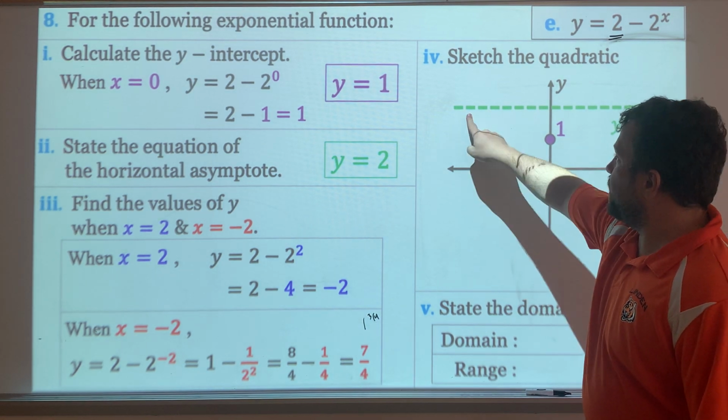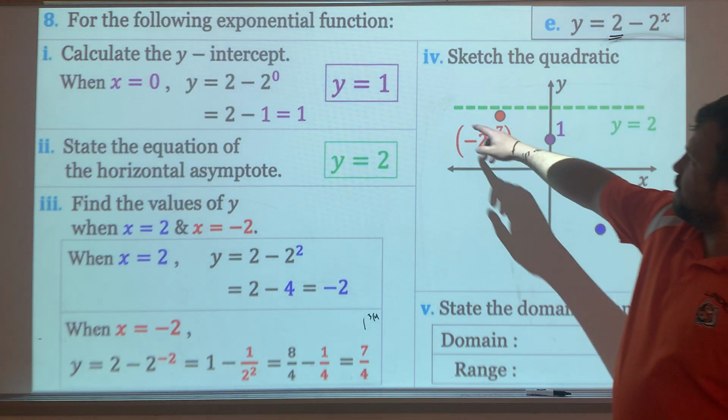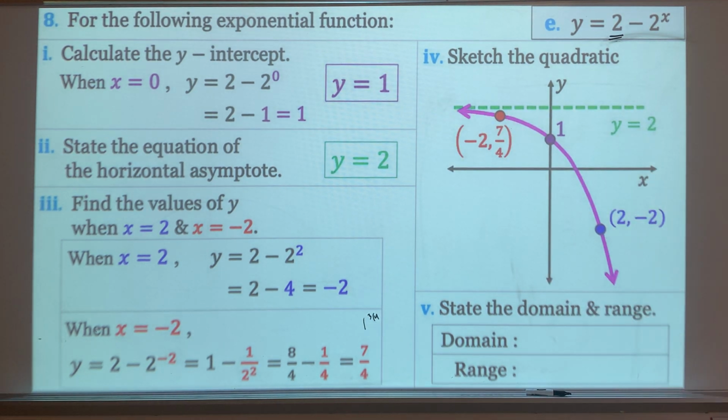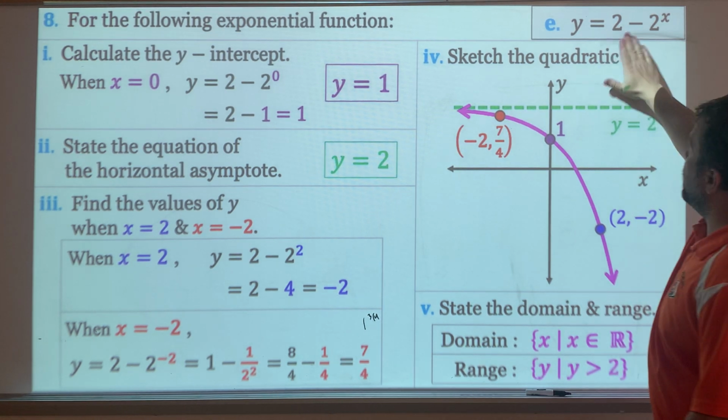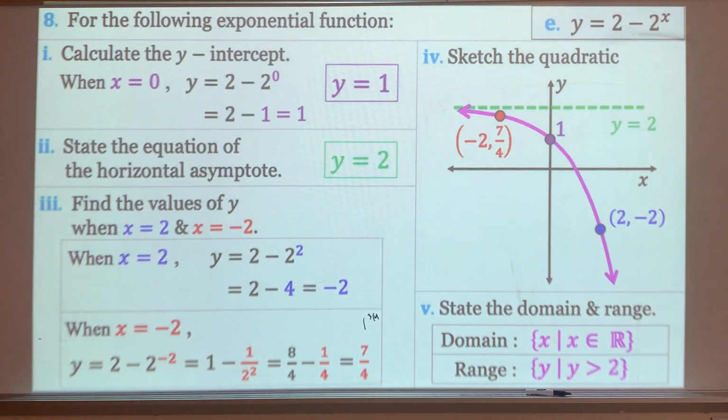-2, 7/4. All right. I can see the graph now. Looks like that. Domain, all real numbers for x, and range is going to be all the values y is less than 2. Under, y is less than the asymptote. Above, y is greater than the asymptote.